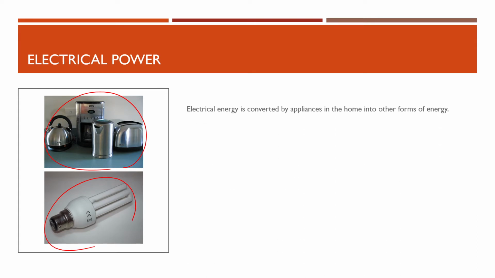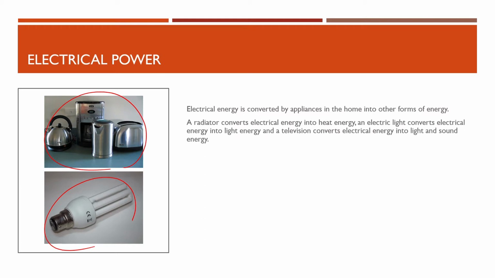Electrical energy is converted by appliances in the home into other forms of energy. A radiator converts electrical energy into heat energy. An electric light converts electrical energy into light energy. And the TV converts electrical energy into light as well as sound energy. So in these different types of appliances, basically electricity goes in and then changes into something else that's useful, or sometimes not useful as well. We'll have a look at it.